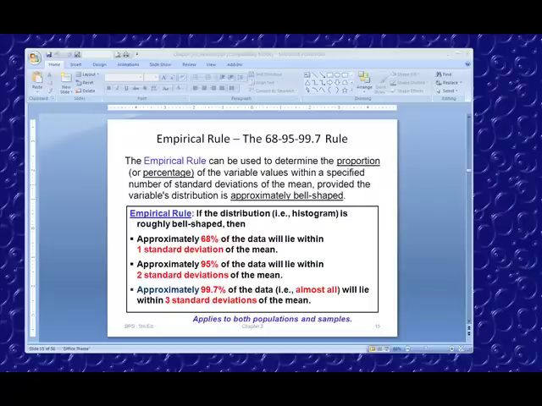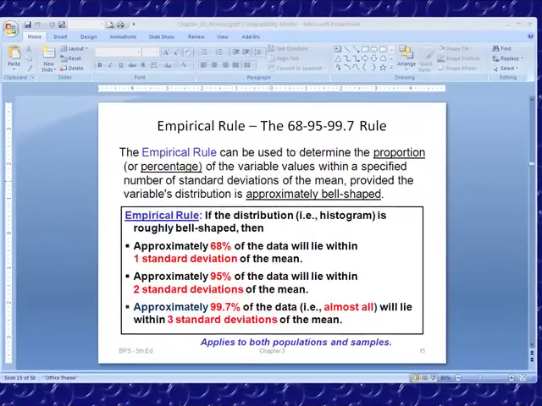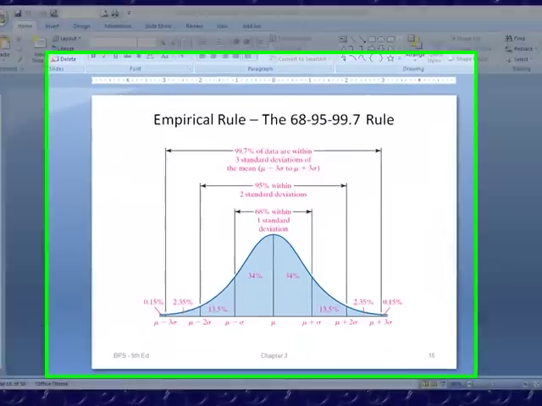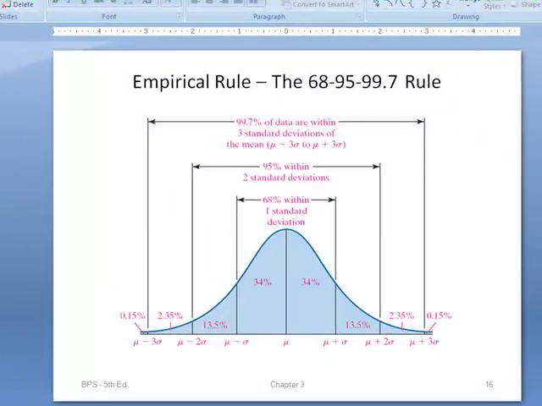So what does that mean? That within one standard deviation from the mean, 68% of our data will lie. Within two standard deviations, 95% of our data will lie. And within three standard deviations, almost all my data will lie within three standard deviations of the mean. So let's take a look at what that means. Let's look at the picture. Well, there's 68% of our data lies within one standard deviation from the mean.